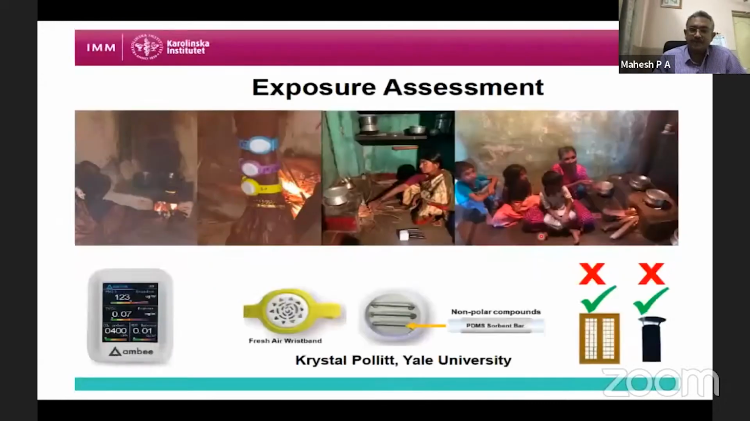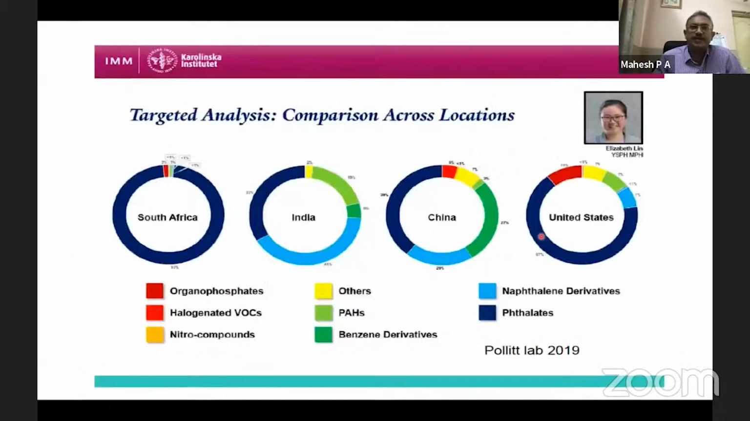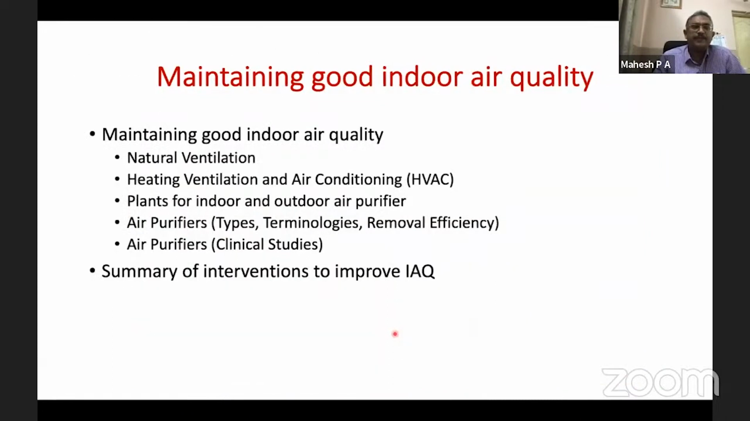We also did personal samplers, wherein women had to wear them for about 48 hours. We collaborated with Yale University for this. And Mysore was one of the sites. They did it in several other places as well. And there's a lot of difference when women wear personal samplers. In India, we have predominantly naphthalene and phthalates, which actually come from plastic. And these are from the different countries where they use biomass fuel. So biomass exposure, from the womb to the tomb, has systemic effects on almost all the organs in the body. So it's important that we look at maintaining good indoor air quality.